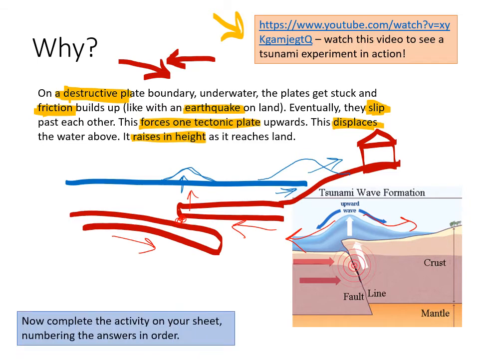So what I'd like you to do now is complete the activity on your sheet where you number the different boxes. You number them in order so you know which one is happening first. So think about it step by step. What's the plate boundary doing? Where does the friction come from? What's happening to the plates? The forcing upwards, and then what happens to the water as that happens. So pause now and fill that in.